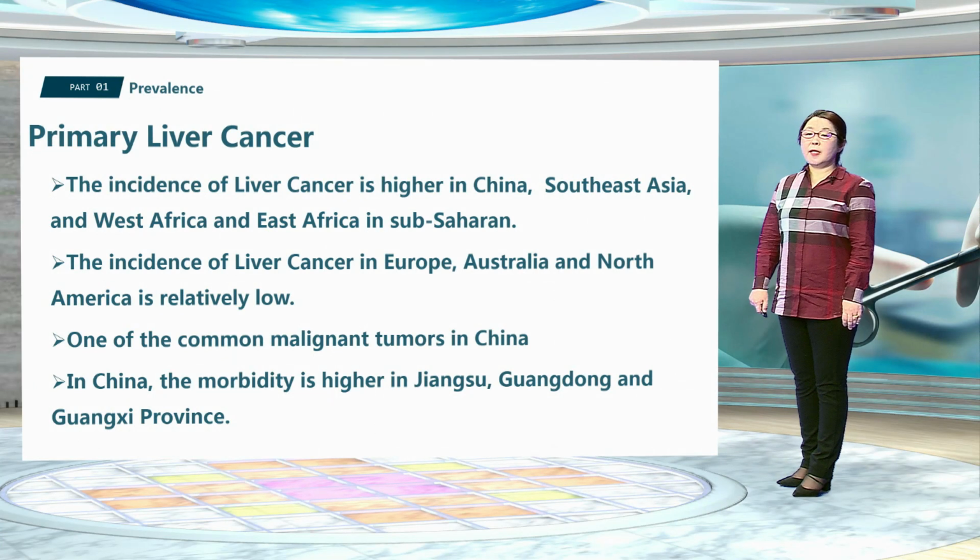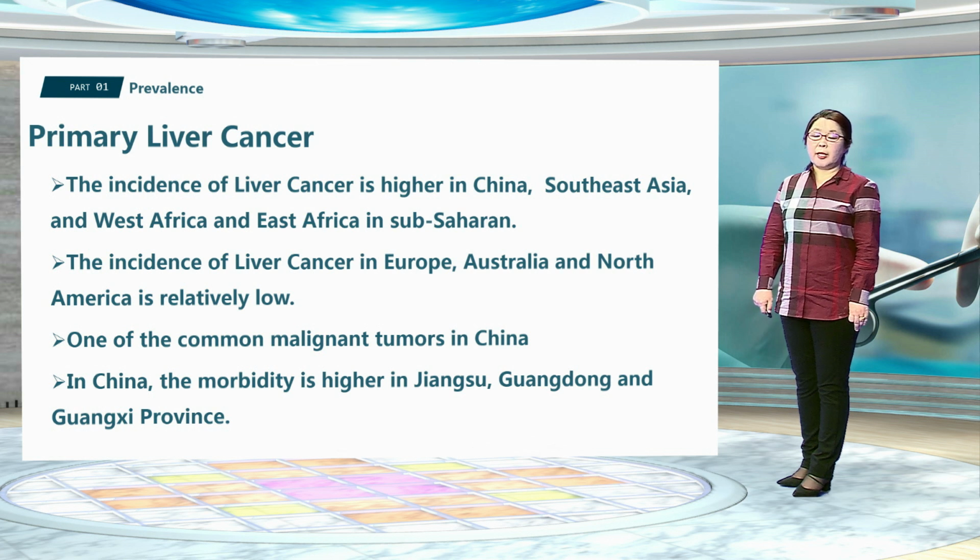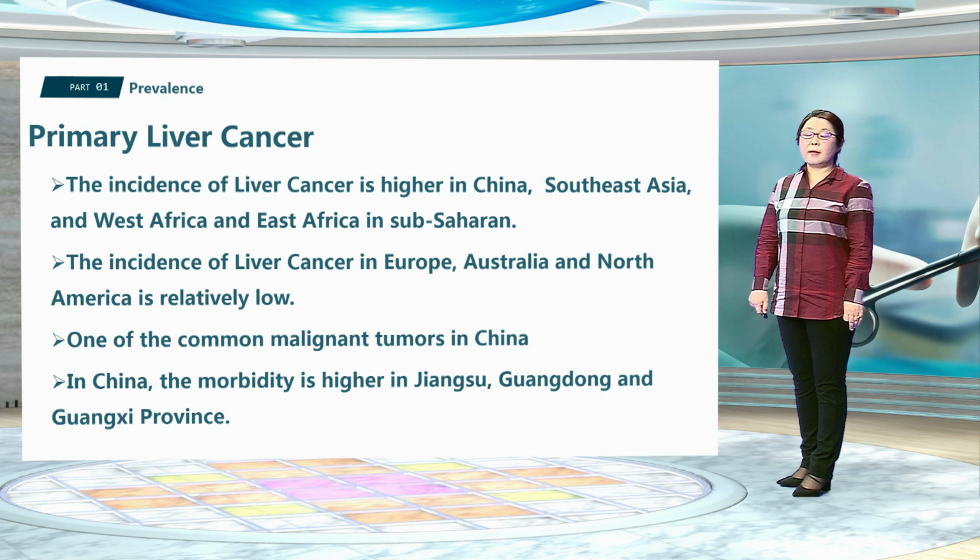The incidence of liver cancer is higher in China, Southeast Asia, and West Africa, and East Africa in sub-Saharan area. The incidence of liver cancer in Europe, Australia, and North America is relatively low. One of the common malignant tumors in China is primary liver cancer. And in China, the morbidity is higher in some South provinces like Jiangsu province, Guangdong province, and Guangxi province.